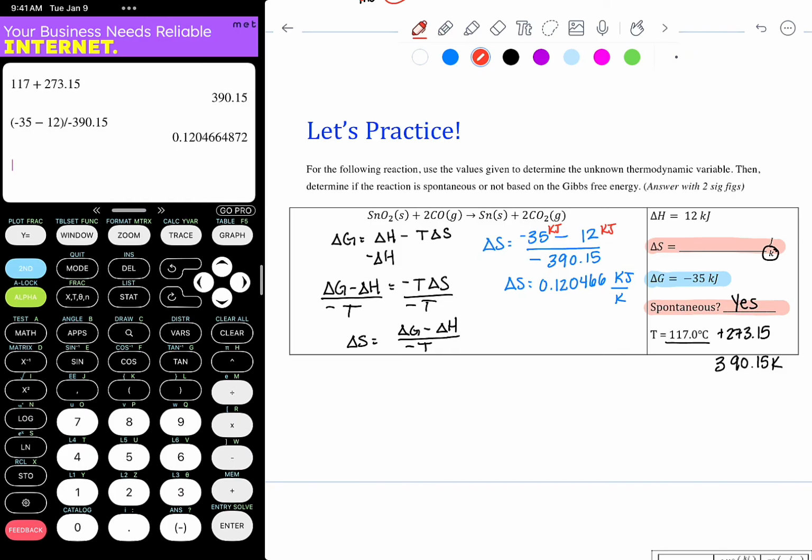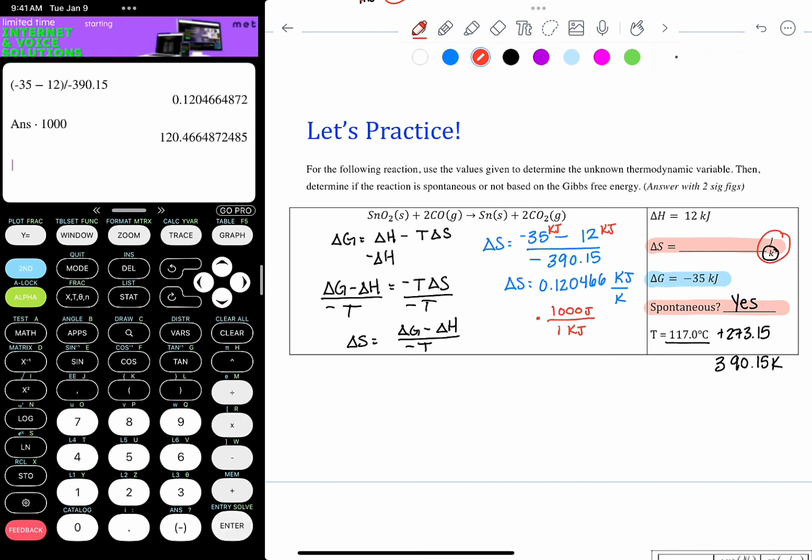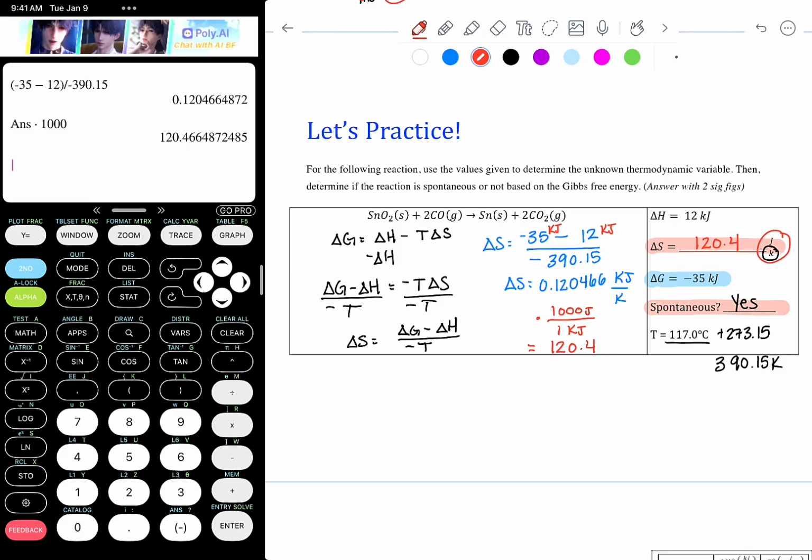Now we can take that delta S and we can multiply it by 1,000 in order to get it into its units of joules, which is what the problem asks us for. So we'll take that 0.120, we'll multiply it by 1,000, and our answer then becomes 120.4. And that is our delta S, and that's in joules per Kelvin.